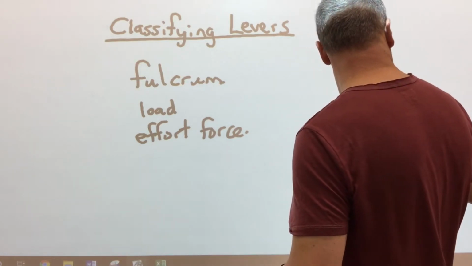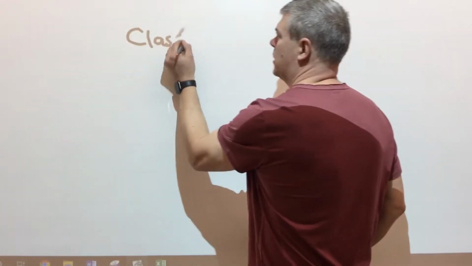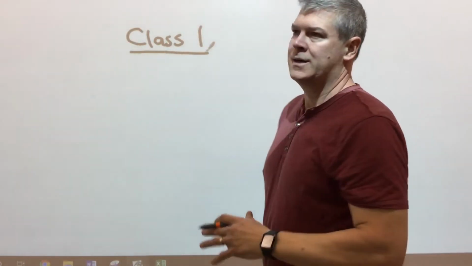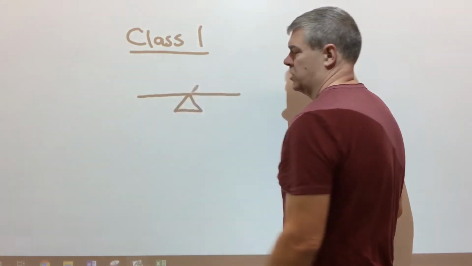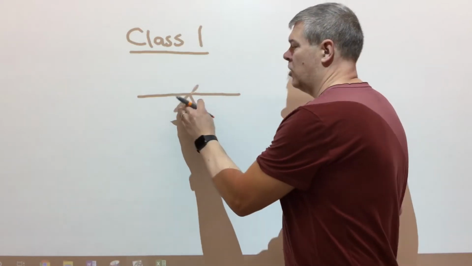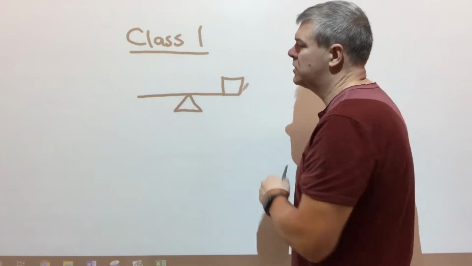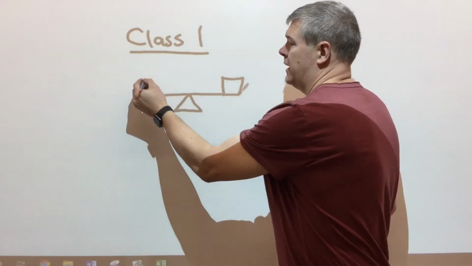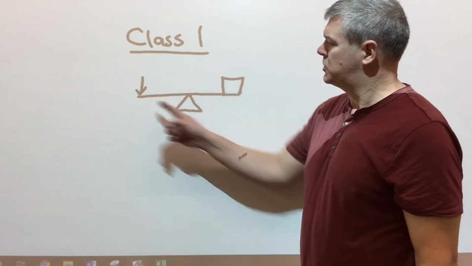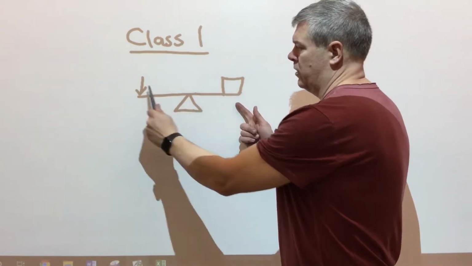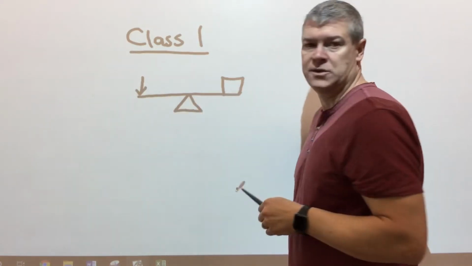So let's start with class 1. A class 1 lever can take many different forms, but what they all have in common is that the fulcrum, which I'll represent with the triangle, is always located somewhere in the middle. The load, which I'll represent with a box, is on one end, and the effort force, or where you apply your effort force, is at the other end. To be a class 1 lever, the fulcrum has to be somewhere, anywhere, in between those other two components.